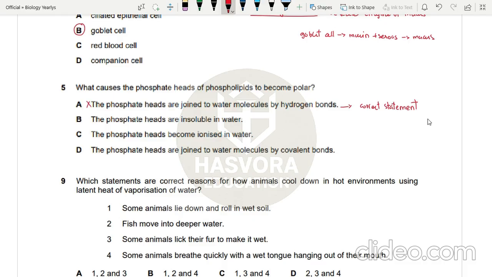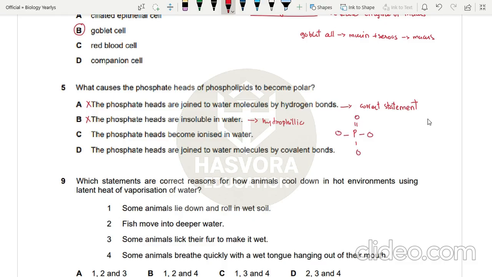The phosphate heads are insoluble in water. This is wrong because we know that they are hydrophilic and soluble in water. The phosphate has become ionized in water. Yes, this is correct because we know that this is the structure of the phosphate. This is the structure of phosphate.